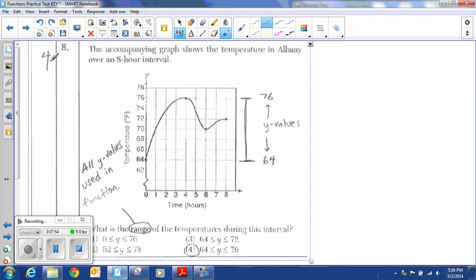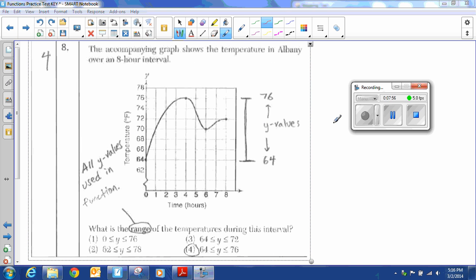Number 8. This one asks us, what is the range of the temperatures during this interval? So, as you can see, we have an interval. We go from this point over to this point. There's no arrowheads. It's not going up or down forever, left or right forever. So this is a finite interval. So we know that range means y values. So what are all the y values represented in this function?